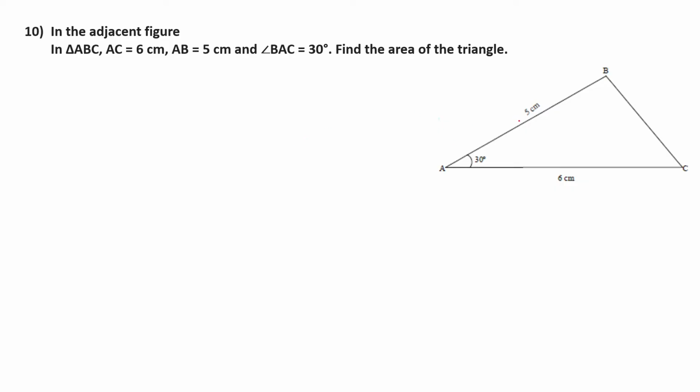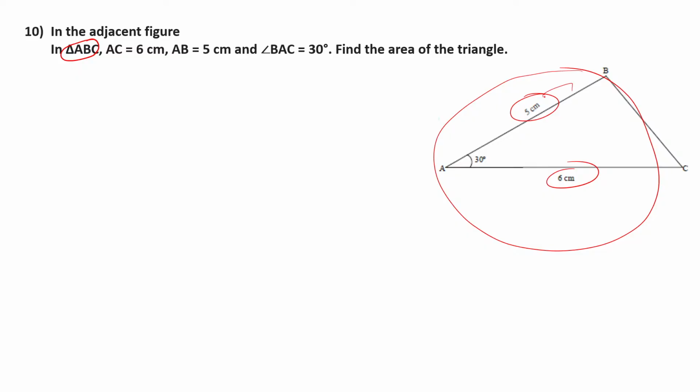You remember that triangle ABC is not a right angled triangle. Don't assume that angle B is 90 degrees, because it did not mention that. We need to find the area of this triangle whose two sides are given. And 5 centimeters and 6 centimeters are not the hypotenuse, they are simply sides. So using this given information, we need to find the area.